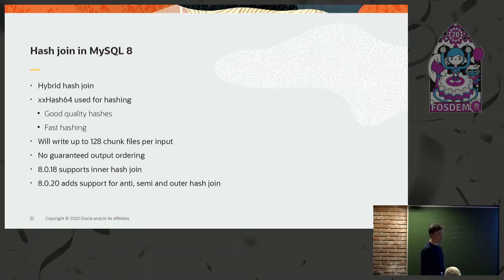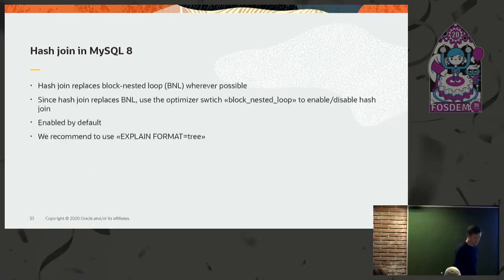8.0.18 supports inner hash join, but in the upcoming 8.0.20 release, we also added support for the rest of the join types: semi-join, anti-join, and outer hash join. Currently, hash join replaces block nested loop whenever possible, which is in almost every case. Since hash join replaces block nested loop, you have to use the optimizer switch block_nested_loop to enable or disable hash join. It is enabled by default.